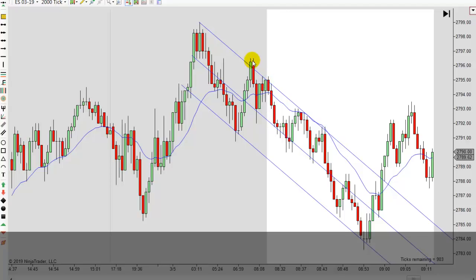There is a second entry there. Notice this high pullback, first entry, pullback, second entry. Look how flat it is. Look at the bars stacking up.